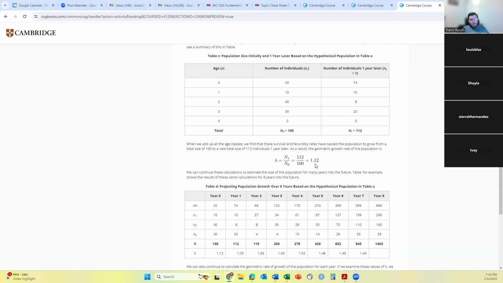If it was, say, 0.8, it's under 1, we know the population is declining. If it's exactly 1, we know the population is stable. They are reproducing, but they're not more than replacing themselves. So it's keeping the population the same. We would have seen it be 100 and 100 again.